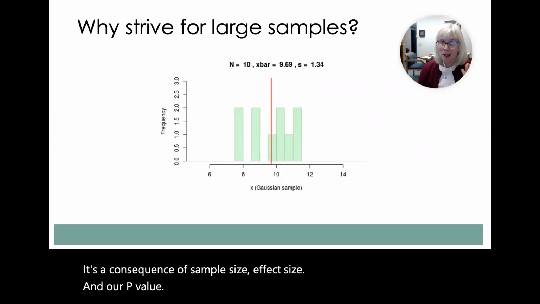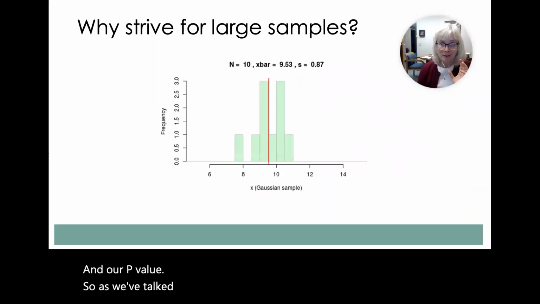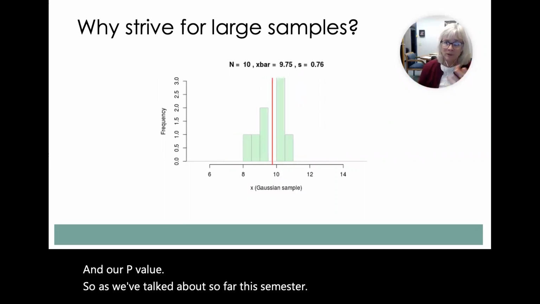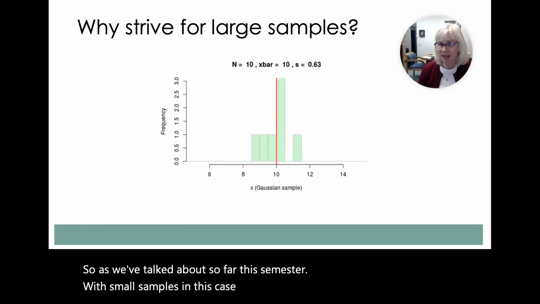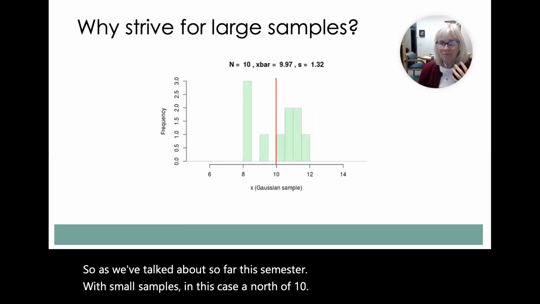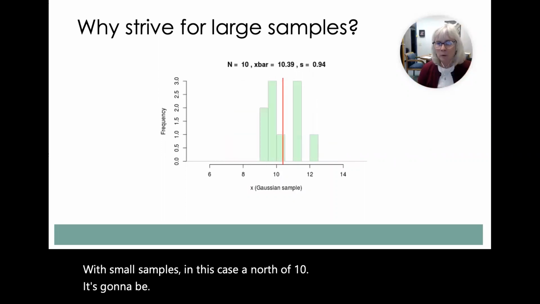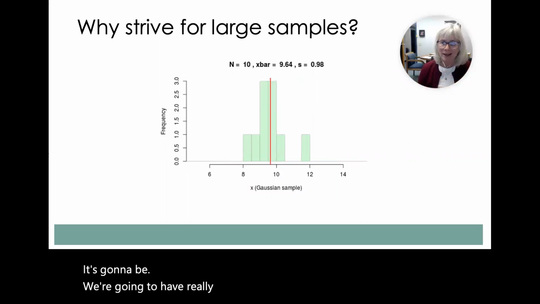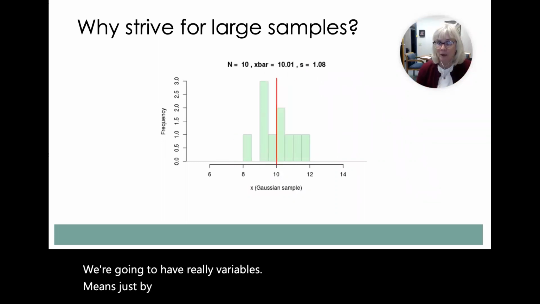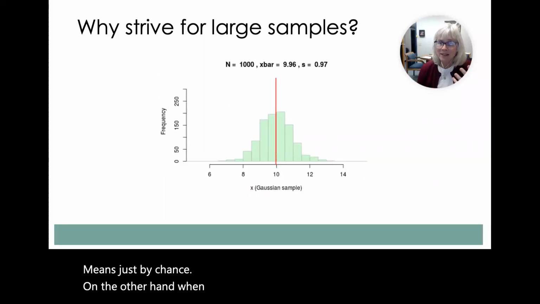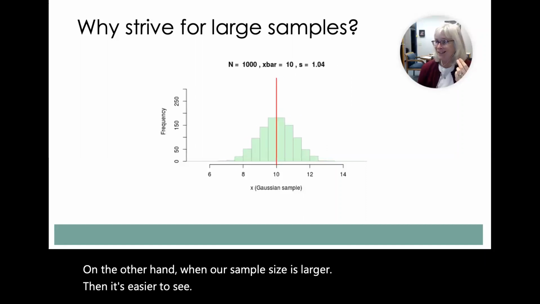So, as we've talked about so far this semester, with small samples, in this case, an N of 10, we're going to have really variable means just by chance. On the other hand, when our sample size is larger, then it's easier to see differences.